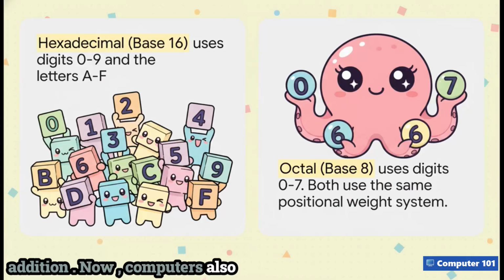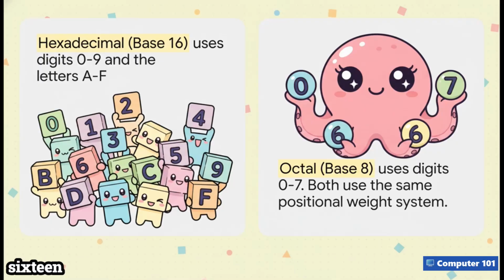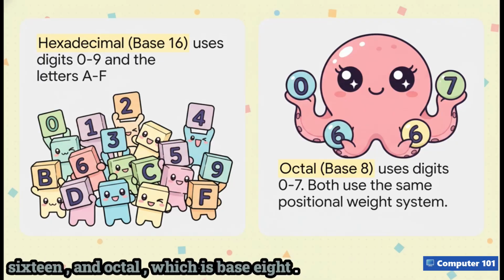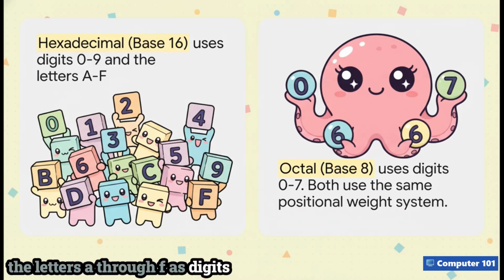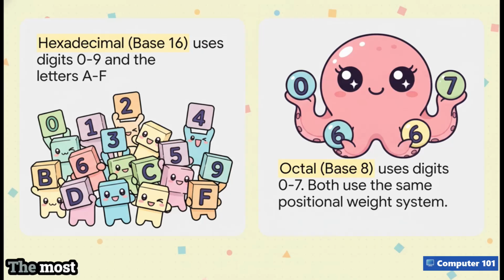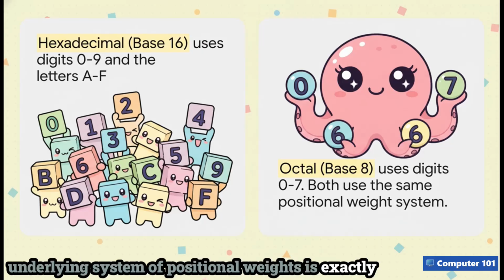Now, computers also use a couple of other shorthand languages like hexadecimal, which is base 16, and octal, which is base 8. You've probably seen hexadecimal before, right? It even uses the letters A through F as digits. You see it all the time in web design for color codes. But don't let that fool you. The most important thing to remember is that the underlying system of positional weights is exactly the same.